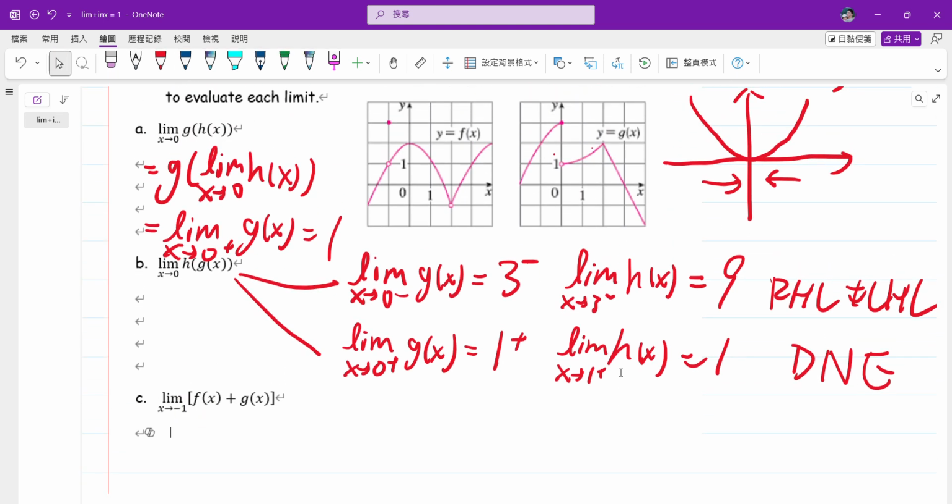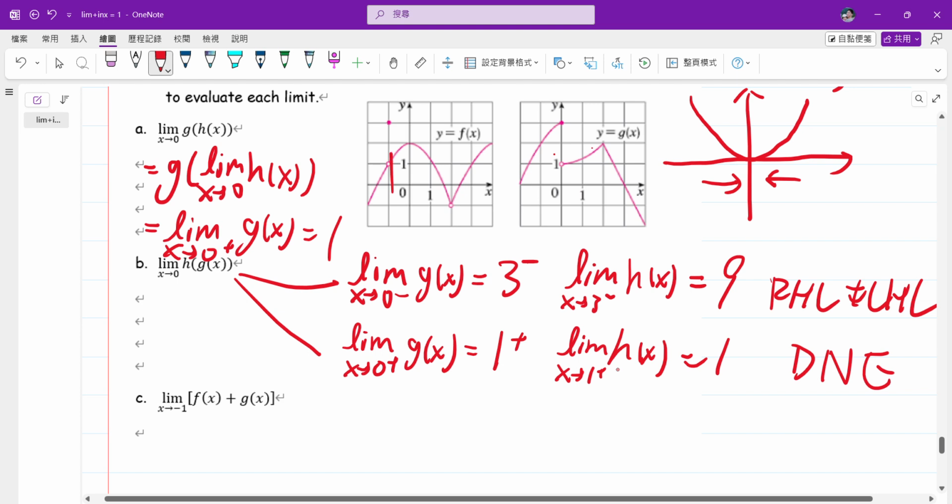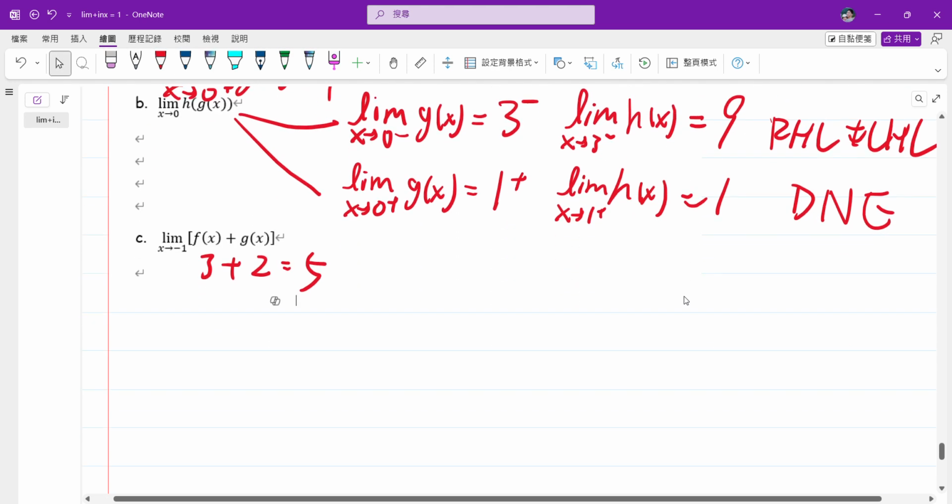Okay, this one is easier. X equals -1 of f of x. So -1 is here. F of x is 1, 2, 3. So 3 plus g of x at -1, that's 1 and 2. That's 2, equals 5. That's it.